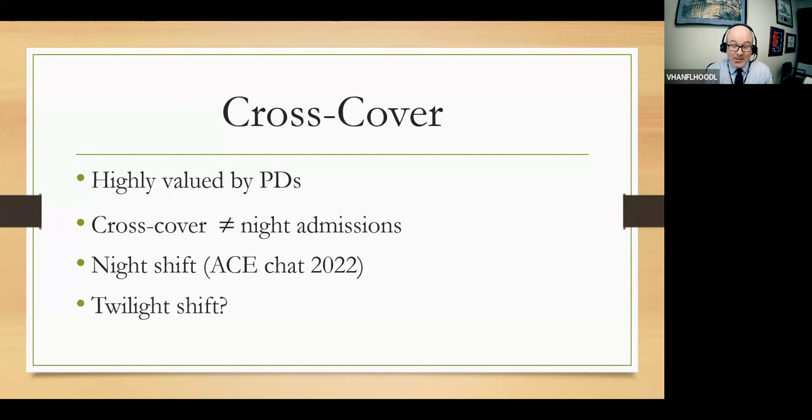I saw for the first time the use of the term twilight shift on this ACE chat, and thought that was brilliant. And that turns out that's exactly what I do. I inherited a program where they did 3 overnights together with the long call team.